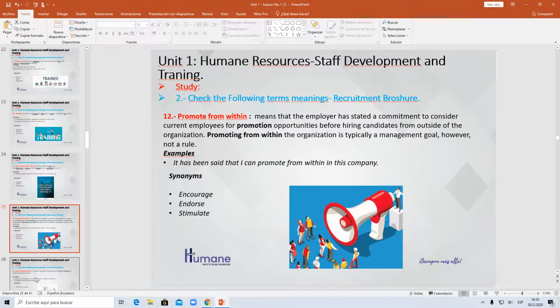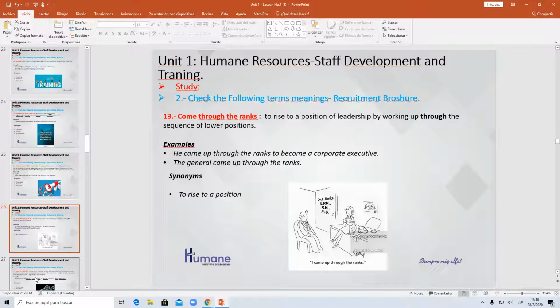Okay. Another expression is promote from within, which means that the employer has stated a commitment to consider current employees for promotion opportunities before hiring candidates from outside of the organization. Promoting from within the organization is typically a management goal, however, not a rule. It's like the opportunity that you have to have a better position in the company, but it's not quite sure. Okay? It has been said that I can be promoted from within in this company. Synonyms for this term could be encourage, endorse, or stimulate.